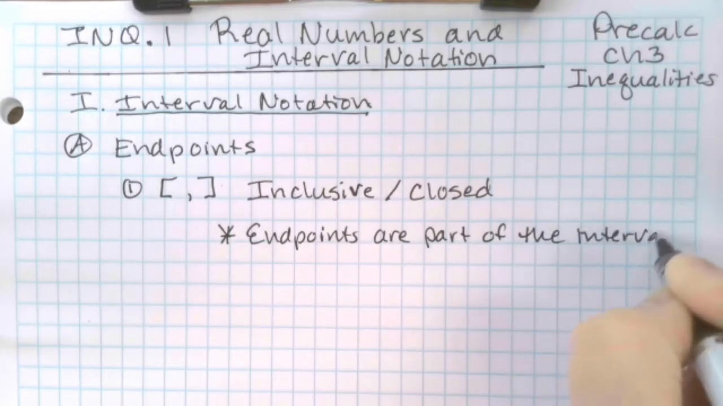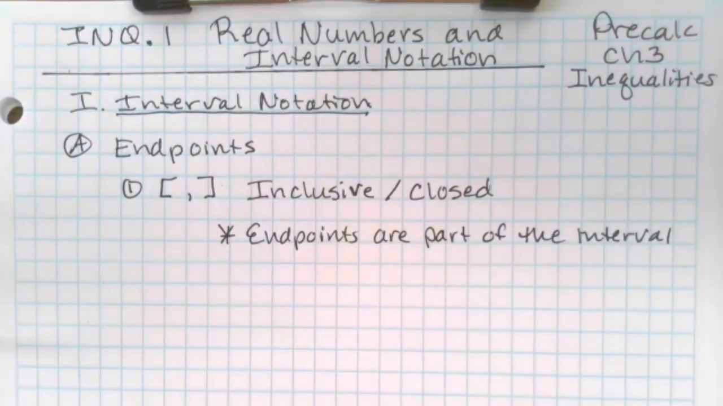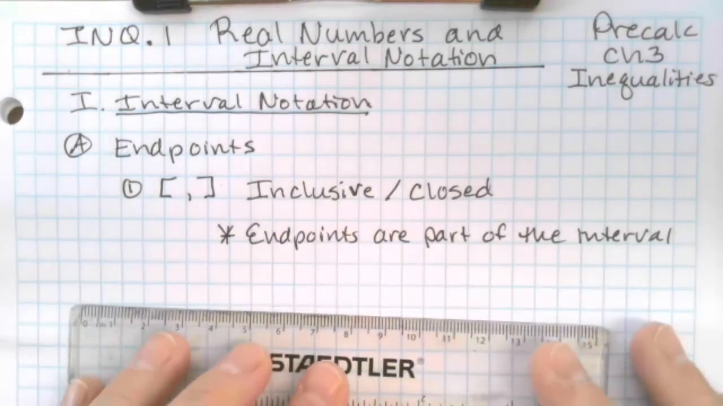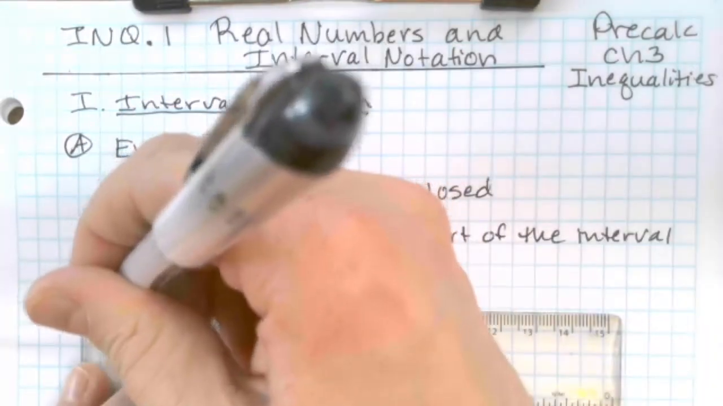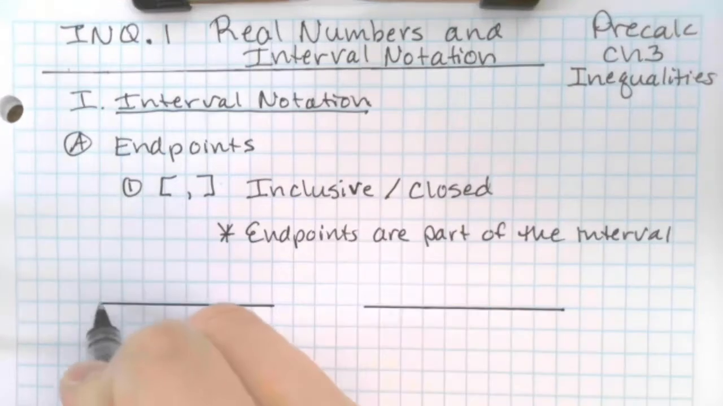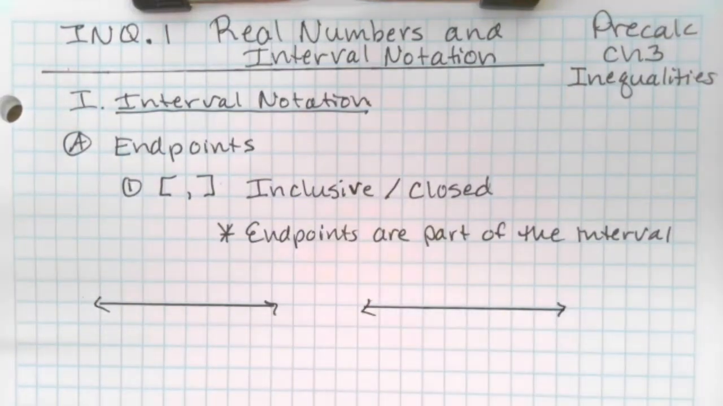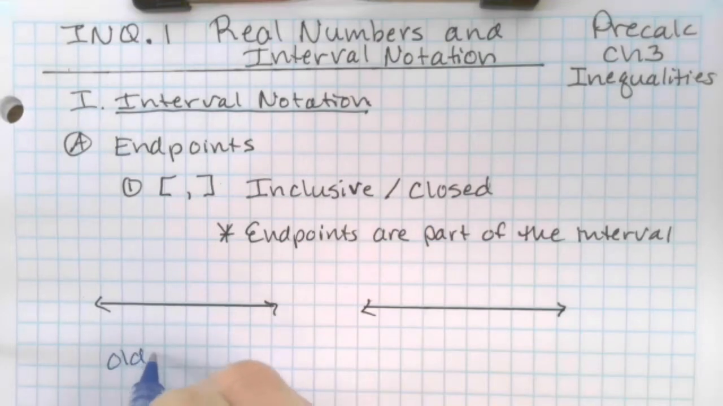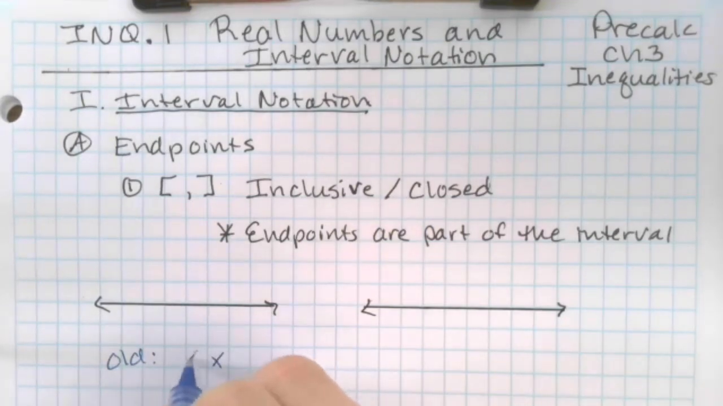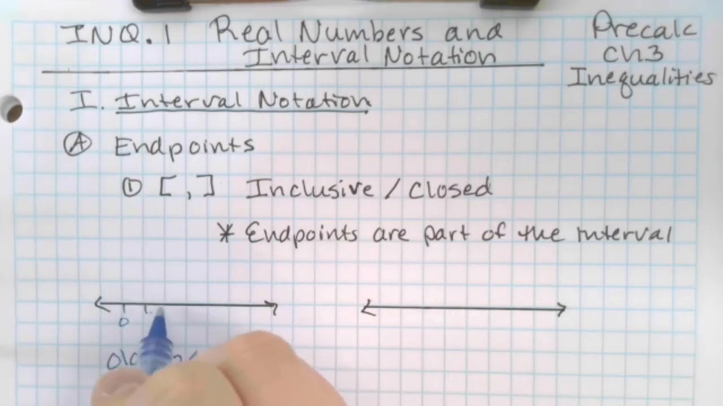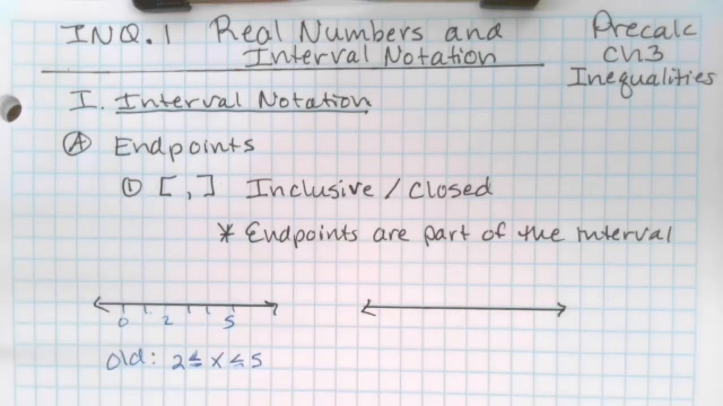This is a lot like when we do filled in dots on open or closed dot graphs. It's pretty much the same thing. All right, so we're going to draw a couple of little number lines, not very long. Okay, so on the left, this is the old notation that you're used to using. And in the old notation, let's say that x is greater than or equal to 2, and less than or equal to 5. So 0, 1, 2, 3, 4, 5.